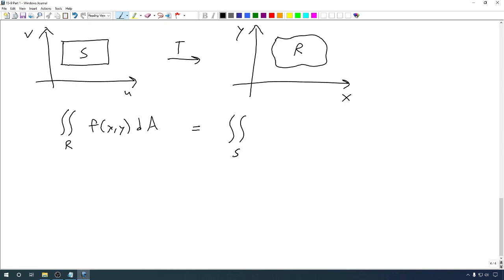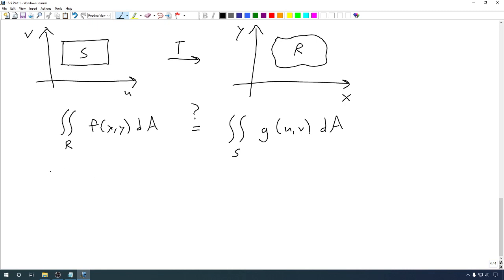So an integral over S instead, of some function of u and v. Can we find some function that we can replace f with in terms of u and v, and some way to relate S and R in order to make these two integrals give us the same result? Where maybe this one's a lot easier because we made it a rectangle instead of some more blobby shape.